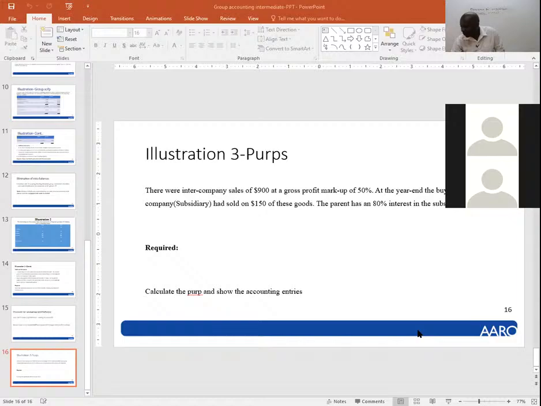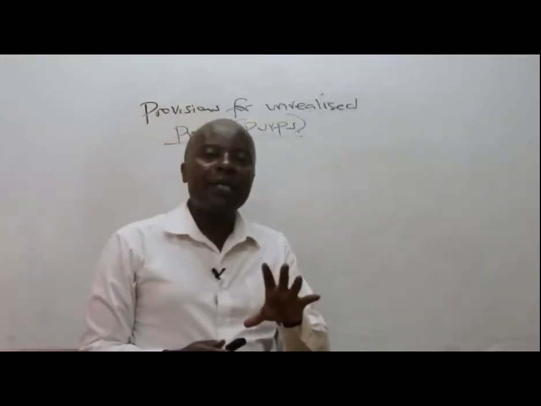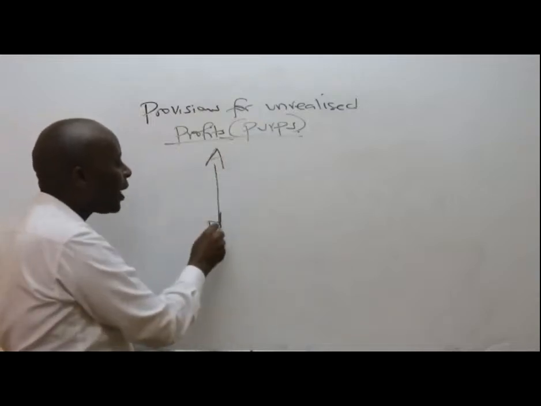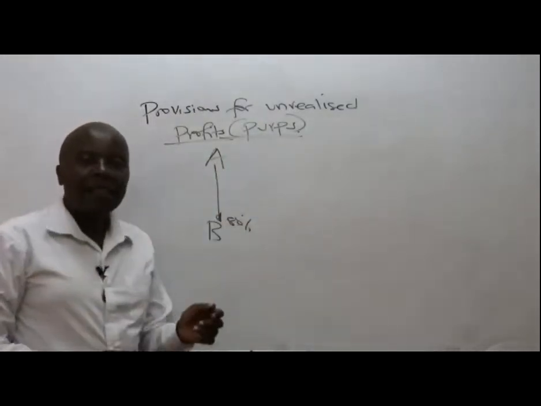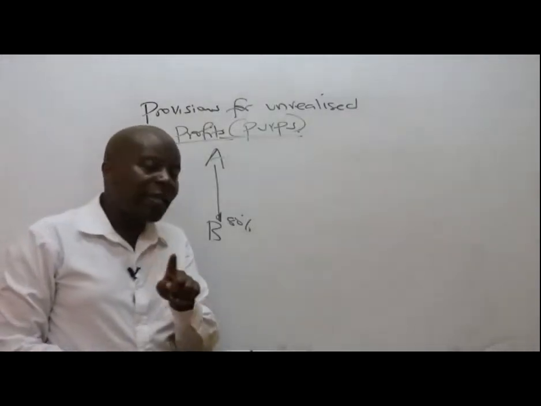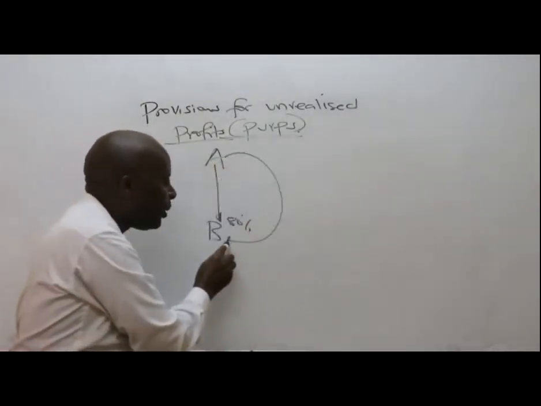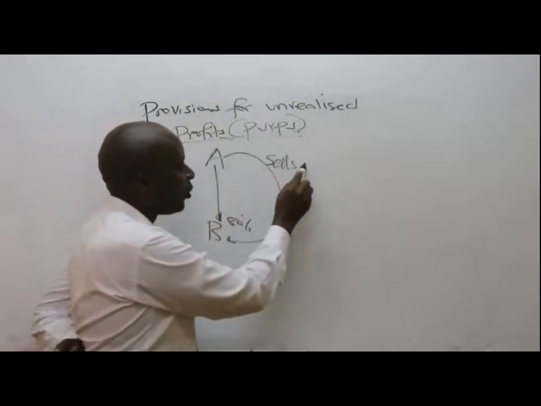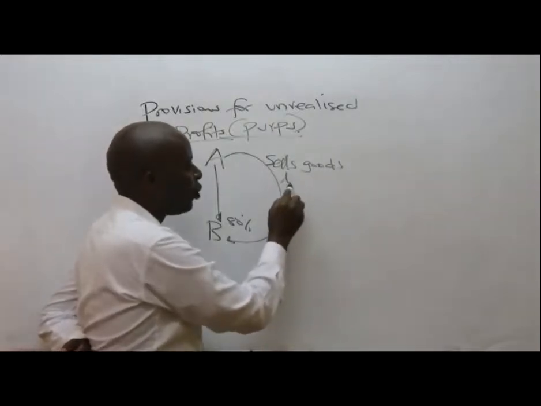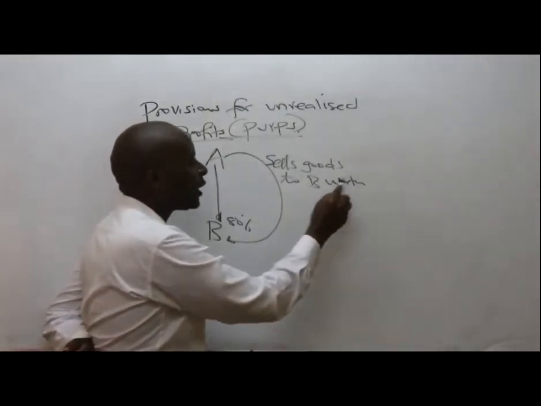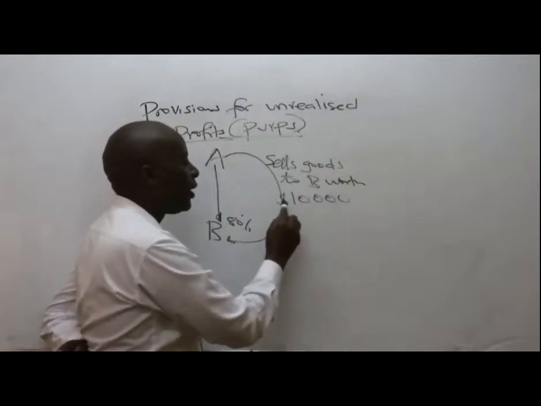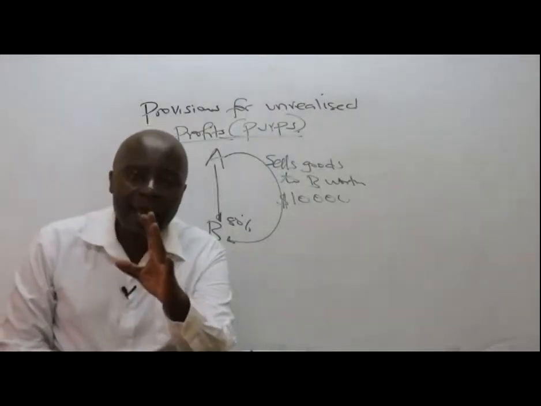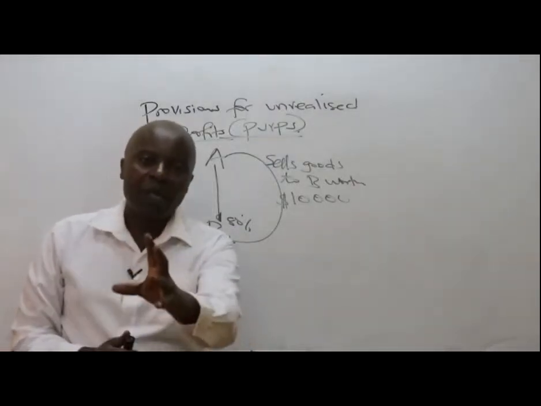For us here, what you're supposed to know is that these two companies are related, company A and B, perhaps with A owning 80% of B. At the end of the day, we will be told that A sells goods to B worth $10,000 US.